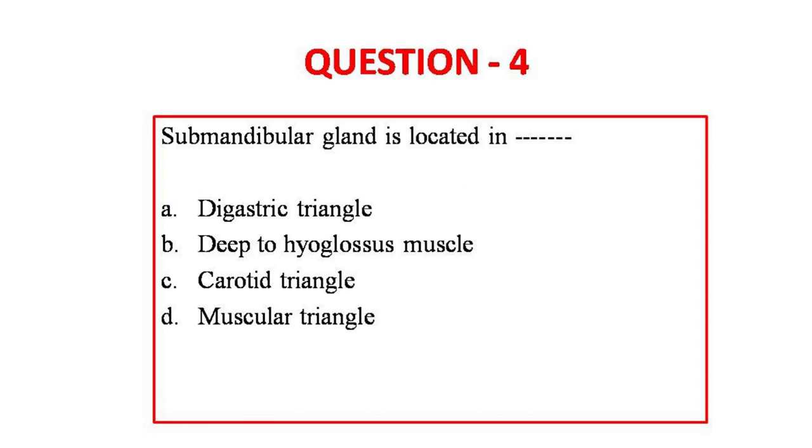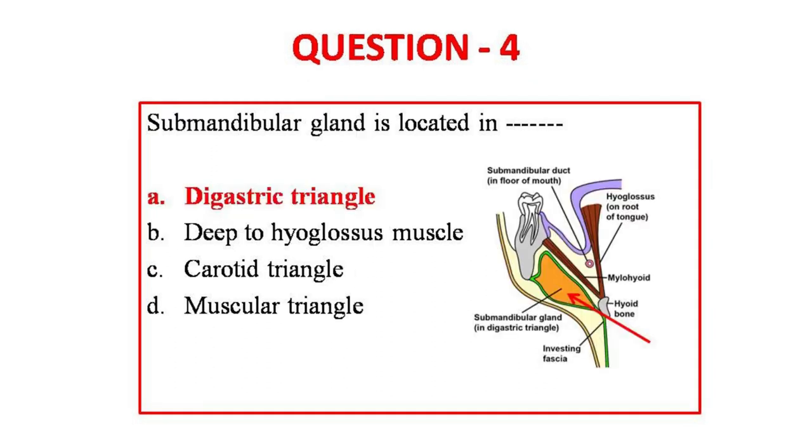So moving on to question 4. The submandibular gland is located in the digastric triangle, deep to hyoglossus, carotid triangle, or muscle triangle. The answer for this question is the digastric triangle. You can see this picture in which they have given the submandibular gland, which is enclosed in the digastric triangle. So please have this in mind. The submandibular gland is present in the digastric triangle.